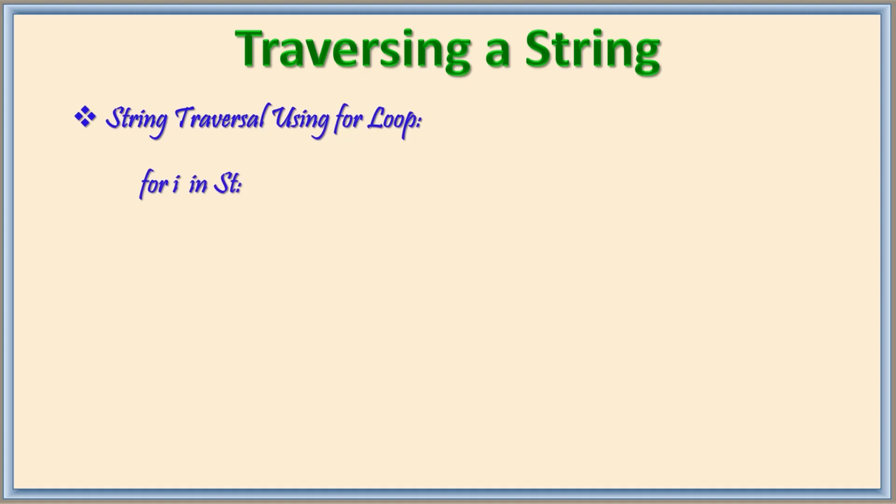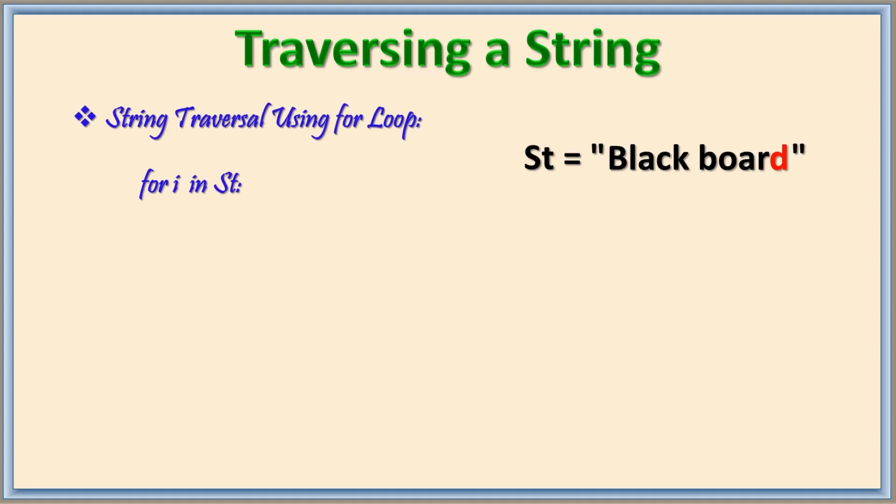For i in st, here i is the loop variable and st is the string sequence. Here for example I have taken st as blackboard. When the for loop starts, i becomes each character of the string. When the for loop runs for the first time, i will take b as its value. When the for loop runs for the second time, it will take l. Similarly it will be traversing from the beginning to the end, that is from left to right side.